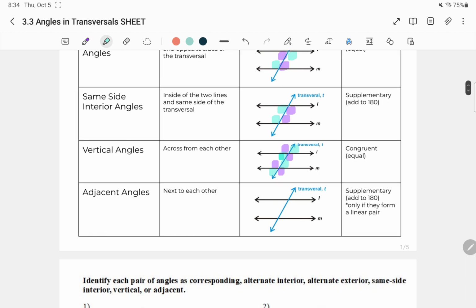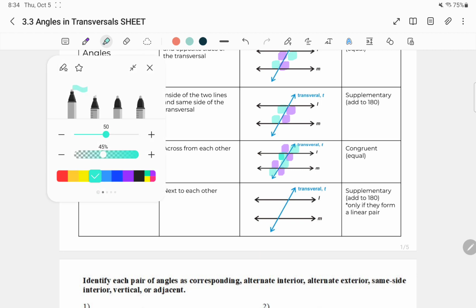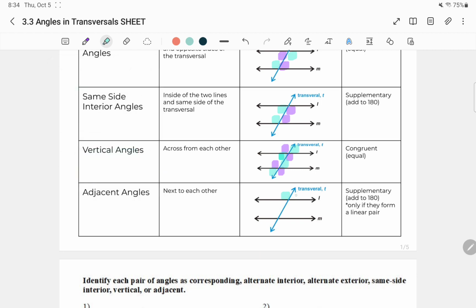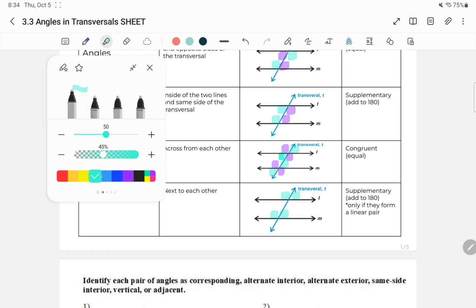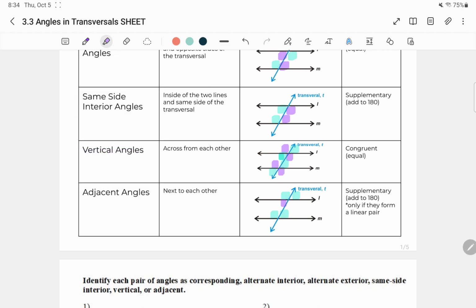And our last one, adjacent. Let me just clarify with adjacent. That means next to each other. So yes, they're forming a linear pair, but adjacent doesn't necessarily mean it's going to be a linear pair. Adjacent could be any 2 angles that are next to each other. But in the problems that we're going to be seeing in this lesson, they are going to be forming a straight line. So they're going to be adding to 180. So like these are next to each other, and these are next to each other.